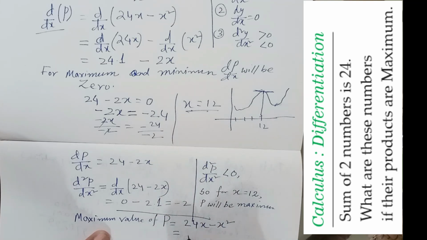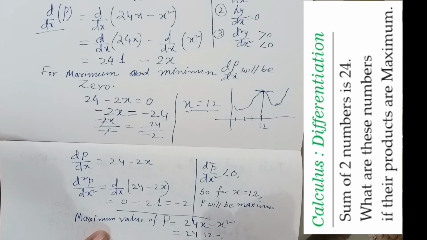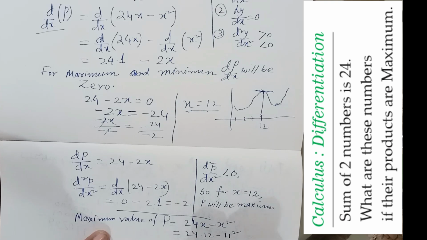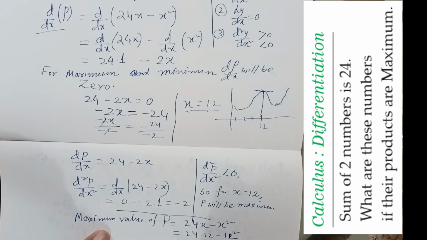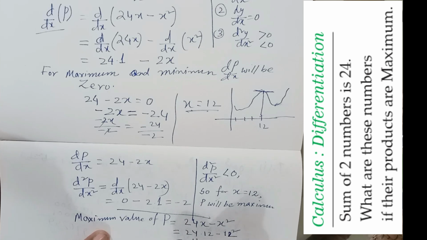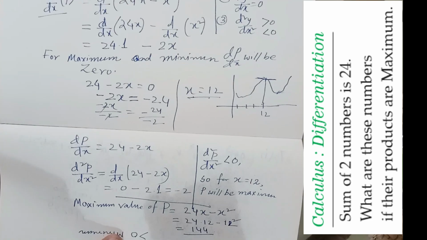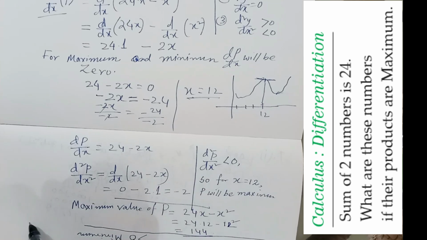So 24 into 12 minus x square, which is 12 square. From here you will get the value. Basically you will get 12 into 12 here, so that is 144. This is the way you have to find it. This is the calculation, and you got 144 here.